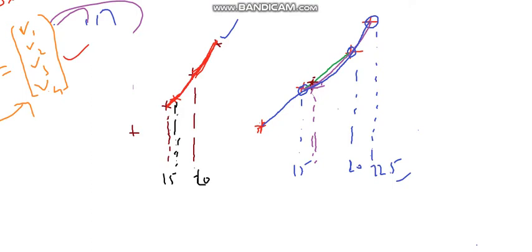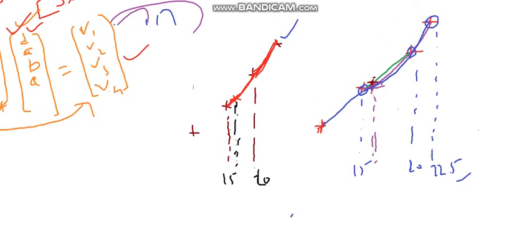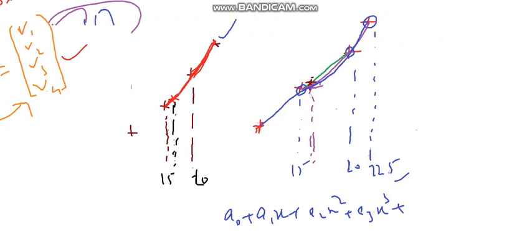In that case, you have to fit all the 7 points with some particular polynomial, and you have to find out what the coefficients are. If you have 8 points, then as I said earlier, we will have a0 plus a1x plus a2 x square plus a3 x cube plus a4 x raised to 4 plus a5 x raised to 5 plus a6 x.